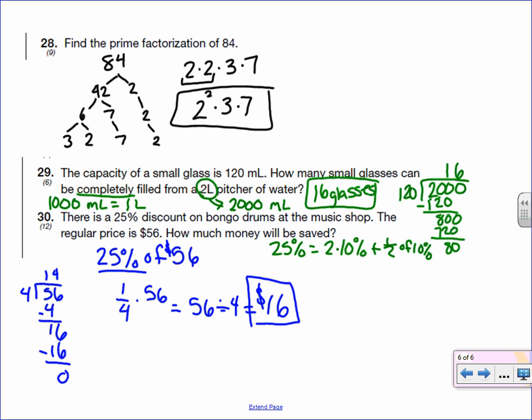So if we have $56, 10%, we move the decimal point one place to the left. So 10% is $5.60. We need 2 of those. That would give us 11.20, and then we need half of one of those. Well, half of 5 is 2.50, and half of 60 is 30, so that's 2.80.